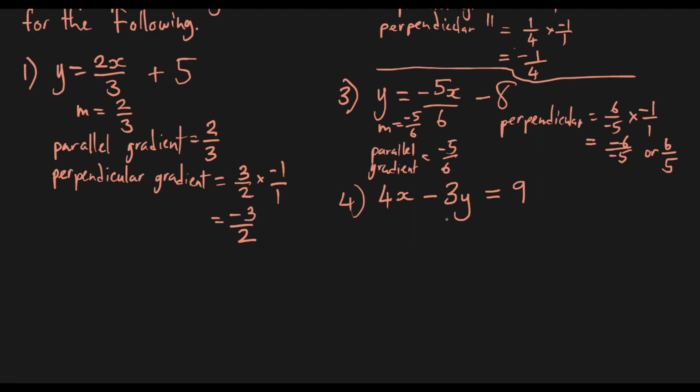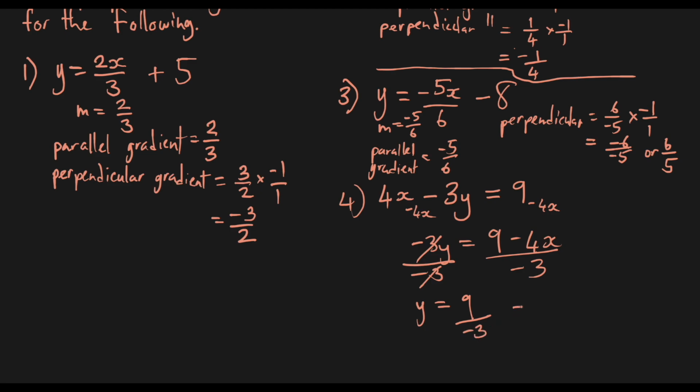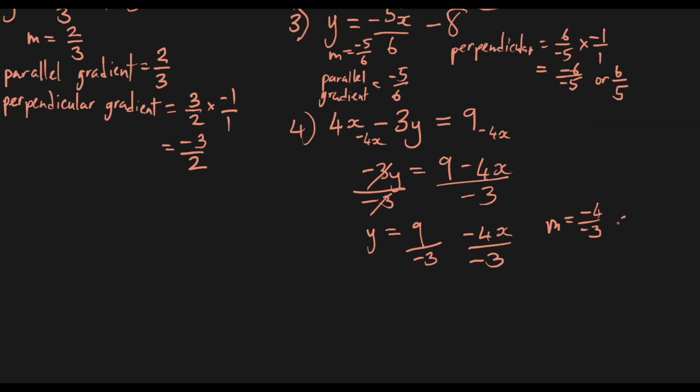Now with this one here, we need to make y the subject. The first thing I'll do is subtract 4x from both sides. So I'll be left with -3y is equal to 9 minus 4x. Now I can divide both sides by -3, and that's going to leave me with this. y is equal to 9 over -3, then we have -4x over -3. So our gradient here is essentially -4 over -3, which is also the same as 4/3.